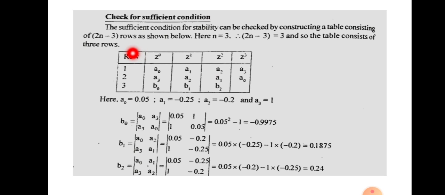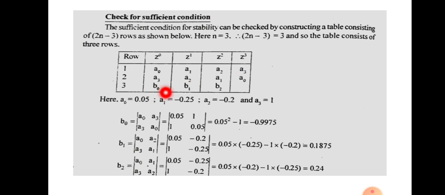You know that in the case of jury's test the number of rows in the table will be 2n minus 3. Here n is 3, so the number of rows will be 3. So first of all we can mark the number of rows, and then again we can write the column elements, that is z raised to 0, z raised to 1, z raised to 2, z raised to 3, since it is a third order equation. So in the first row the coefficients a0, a1, a2, a3 are written, and in the second row the reverse order of the first row, that is a3 comes first, then a2, then a1, then a0. So the first two rows can be easily formed.